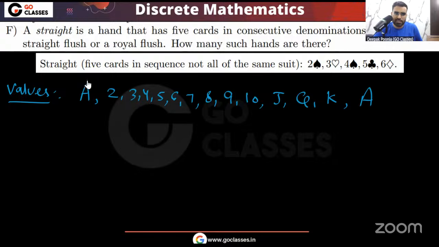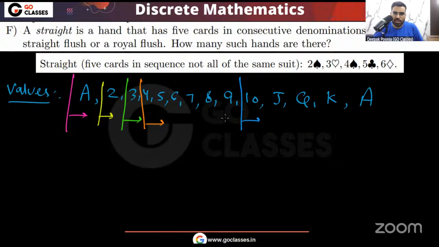So you can see that here we want 5 consecutive values. Then I can start with ace. This can be the starting point or starting value. Or I can start with 2. If I start with 2, then these 5 consecutive values I can take. Or I can start with 3. Or I can start with 4, and so on. In the worst case, I can start with 10. Okay, I cannot start with jack, because then I don't have 5 consecutive values, correct? So you can see that these can be the starting points. Now let me do one thing: first let me choose the starting point.